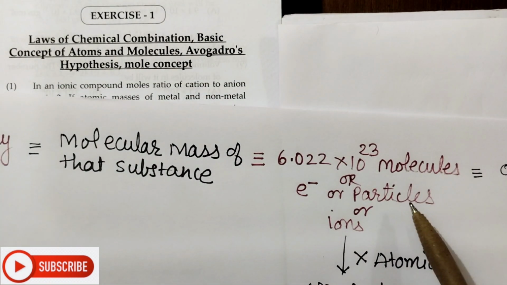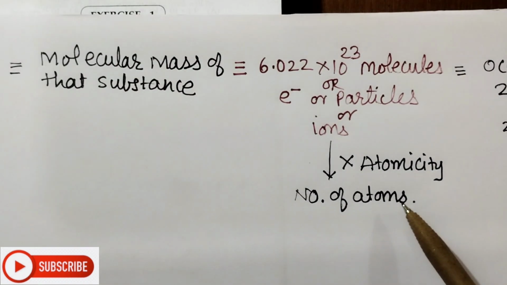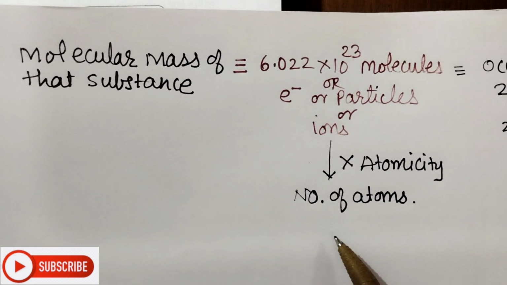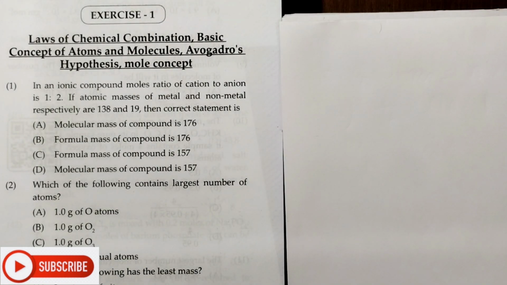Students, once you get the number of molecules, you have to multiply them by the atomicity of the molecule to get the number of atoms. Now, taking into consideration this formula, let us solve a few of the MCQs.